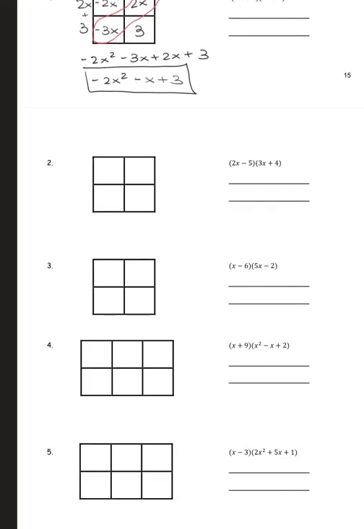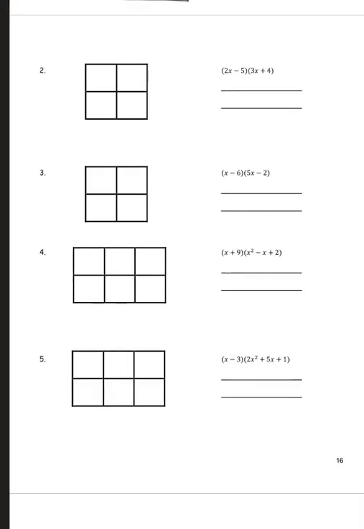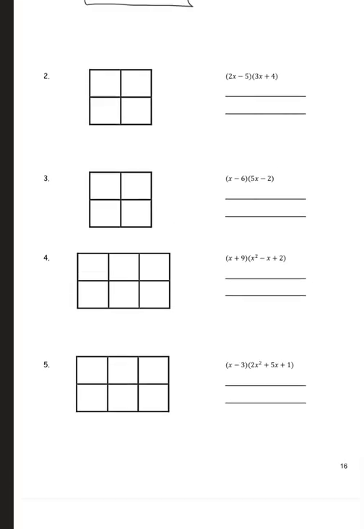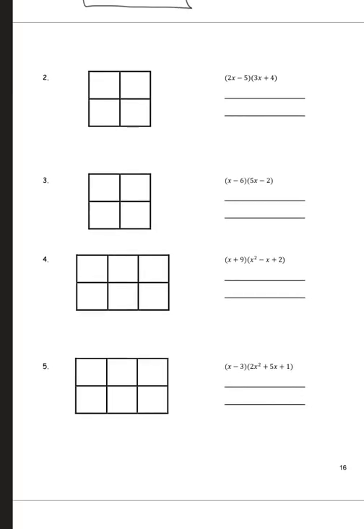Taking a look at example number 2. Again, we are given two binomials that we're multiplying. So again, it doesn't matter which binomial goes on the top and which one goes on the side, because remember the commutative property of multiplication: the order does not matter. So I will switch it up and put my 3x and 4 on the top, and then put my 2x minus 5 on the side.